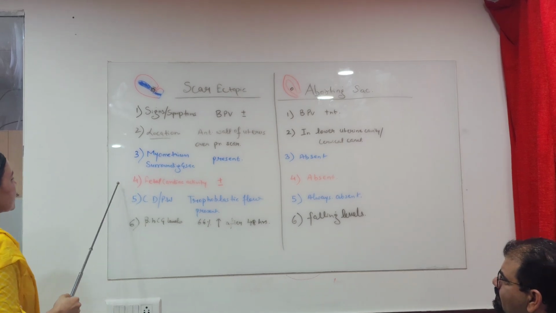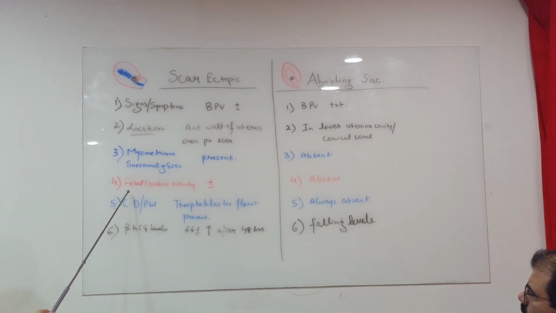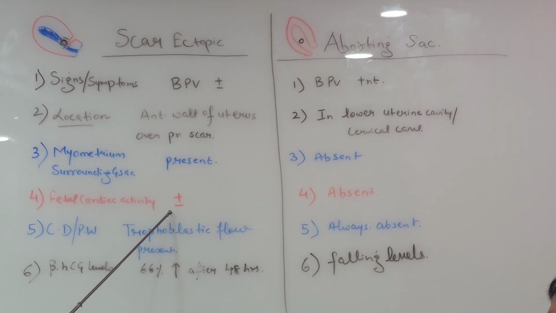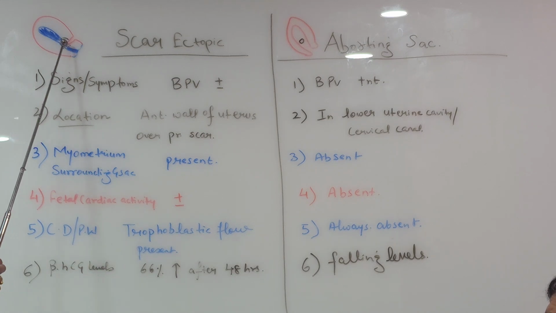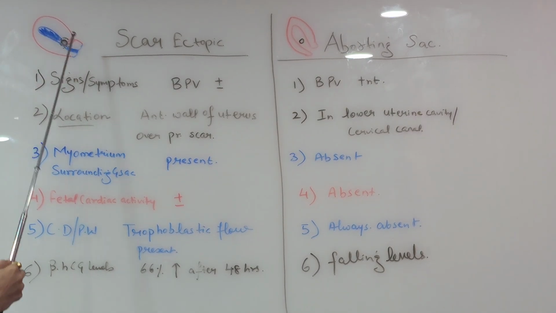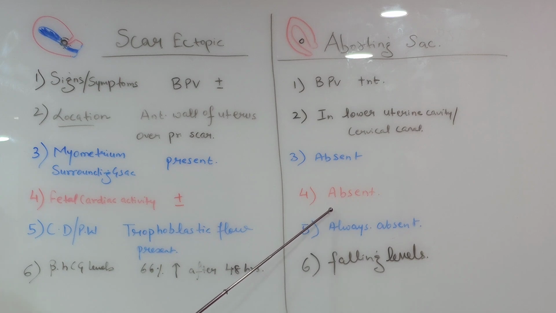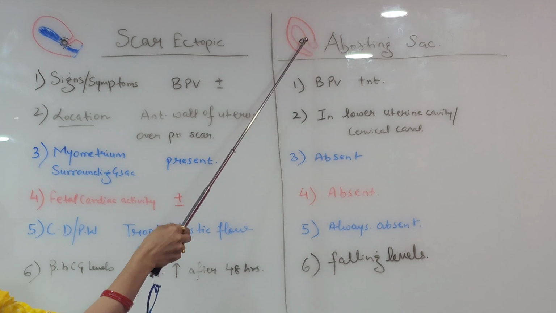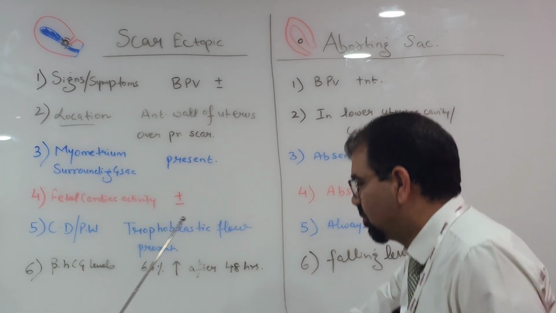Yes. Then we have the most important point, fetal cardiac activity. If it is a very early pregnancy, a developing embryo, you might not see any fetal cardiac activity. But as the embryo grows and you do a vaginal scan, you can see cardiac activity around 6 weeks of pregnancy. You can visualize the cardiac activity. This cardiac activity is always absent in an aborting sac because this sac is not getting any blood flow or blood supply.